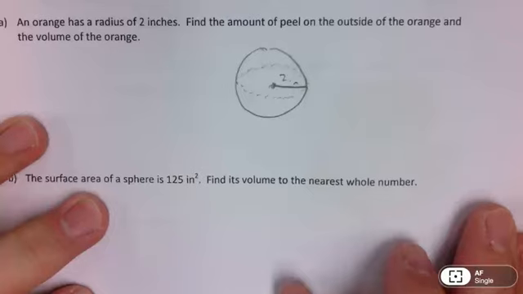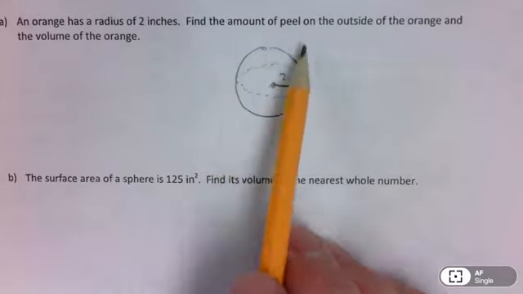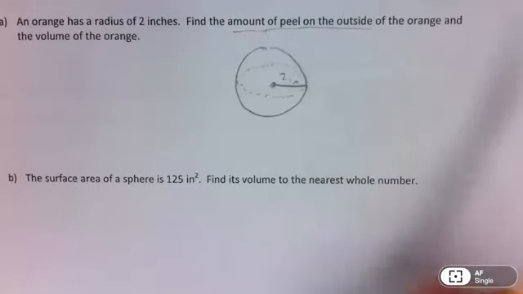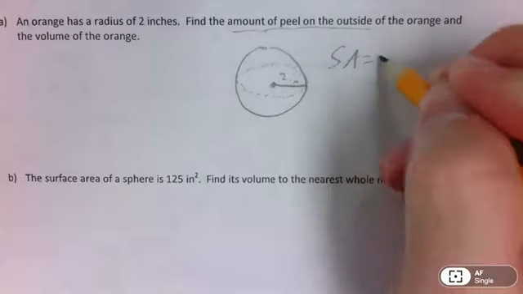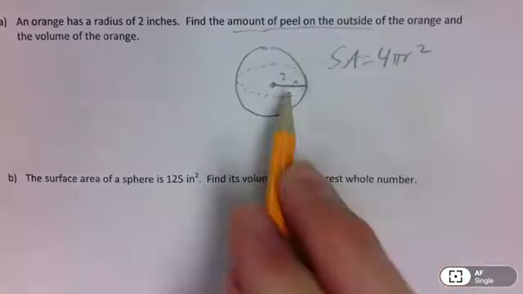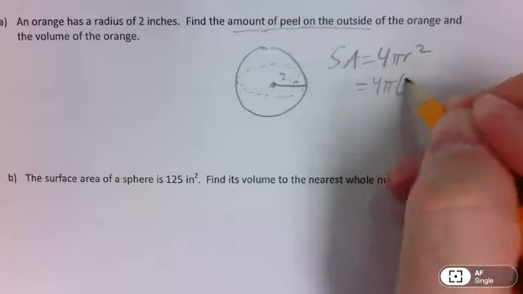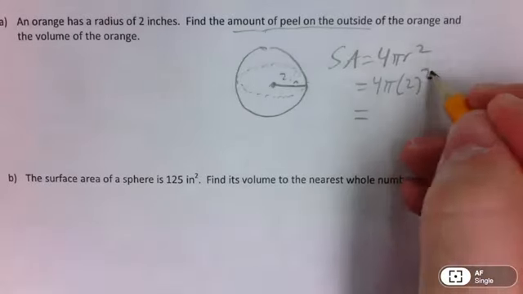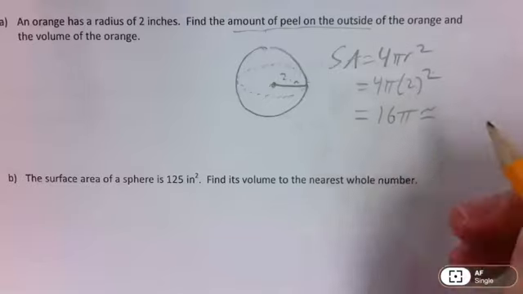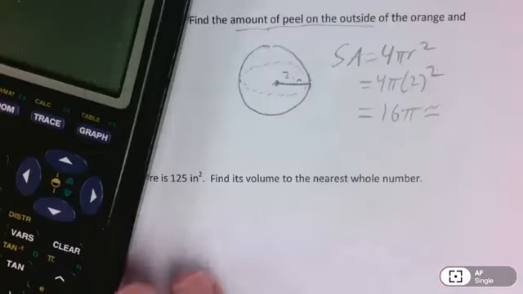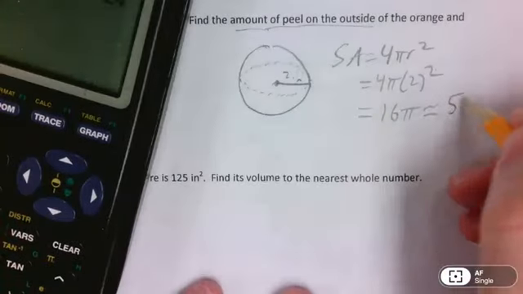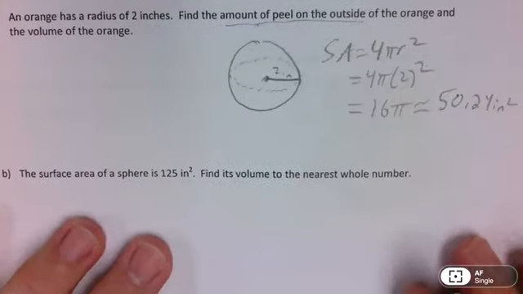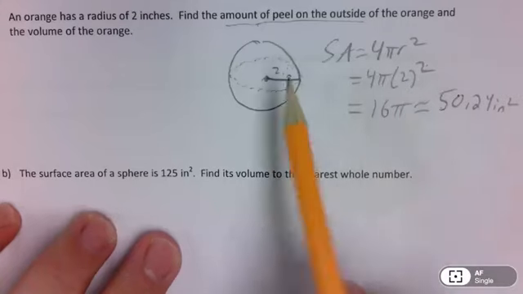They want to know how much peel is there around the outside of the orange. That's essentially asking for surface area, the amount of peel on the outside of the orange. Surface area is 4 pi r squared, and the radius is 2, so that's 4 pi 2 squared. 2 squared is 4, times 4 is 16, times pi, and I'm just going to use 3.14. I got about 50.24, and this is going to be square inches. That would be the surface area for this sphere.